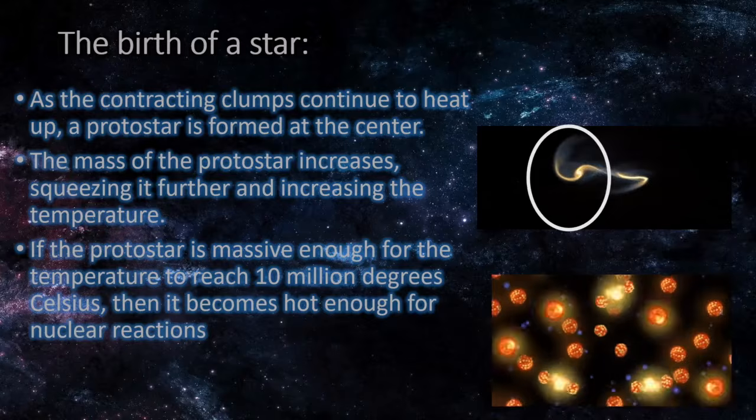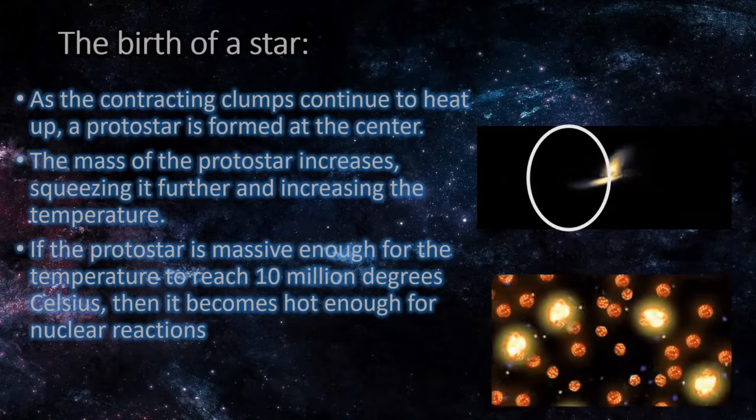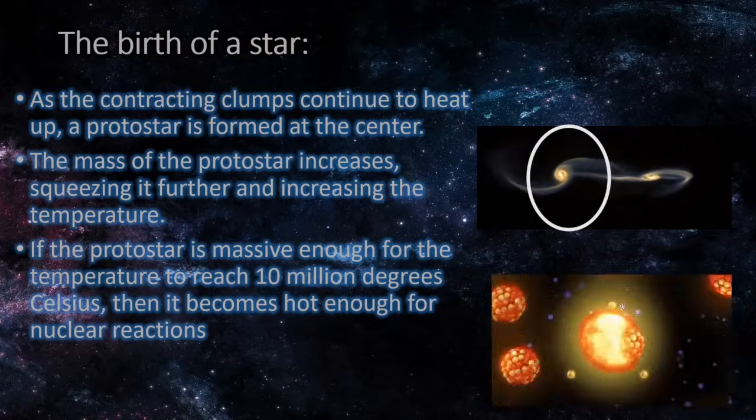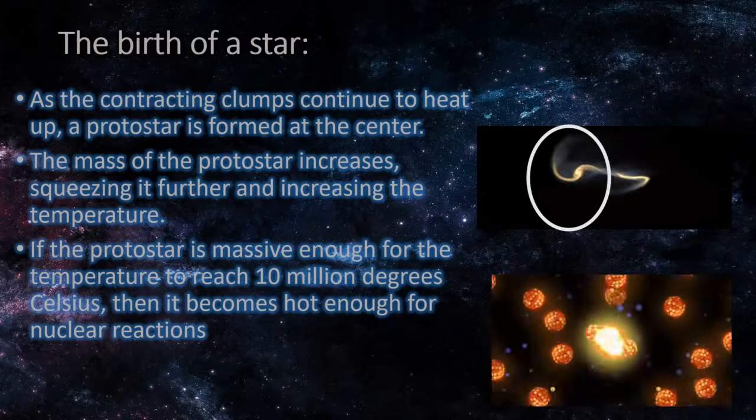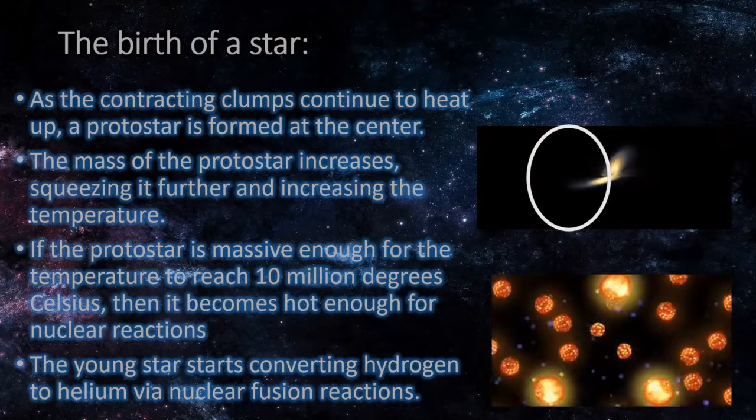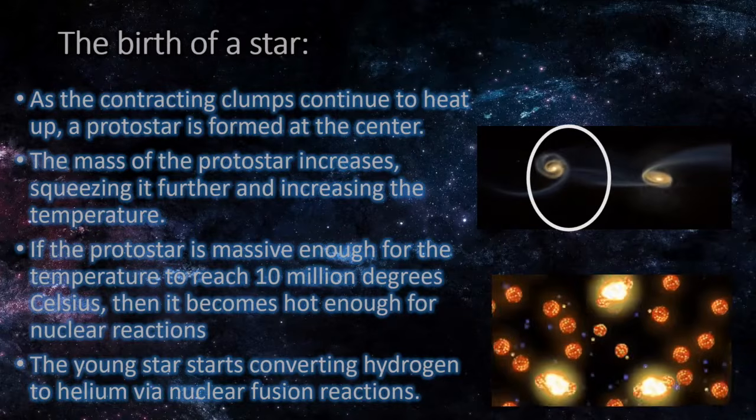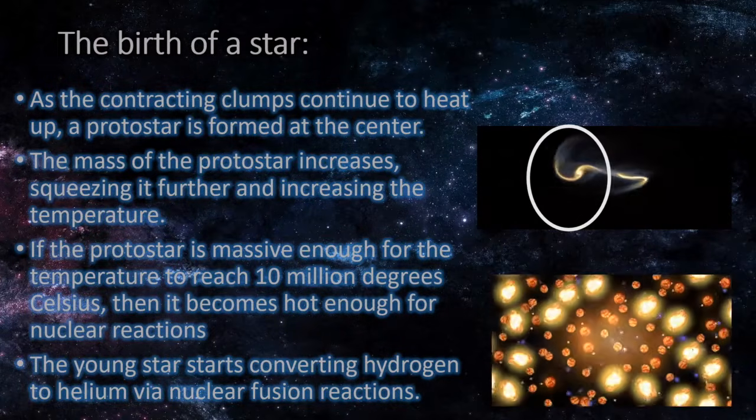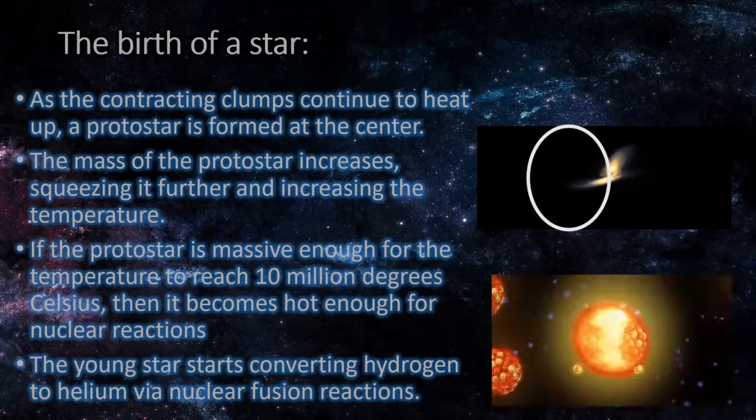If the protostar is massive enough for the temperature to reach around 10 million degrees Celsius, then it becomes hot enough for nuclear reactions to occur. Only then will it be considered a star. A young star will start converting hydrogen to helium via nuclear reactions, and these nuclear reactions in stars produce vast amounts of energy in the form of heat and light, which is radiated into space.